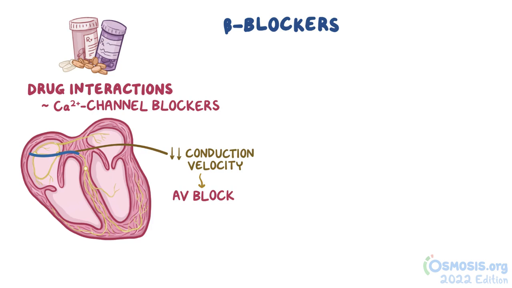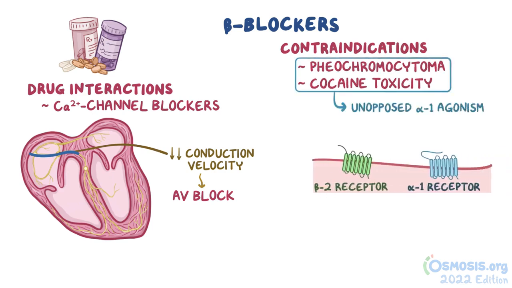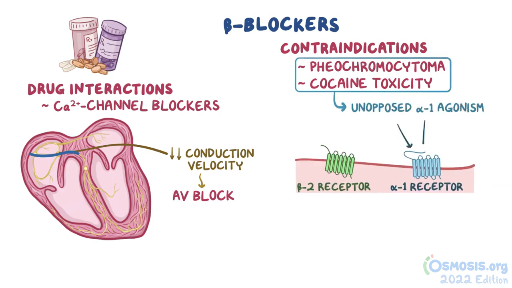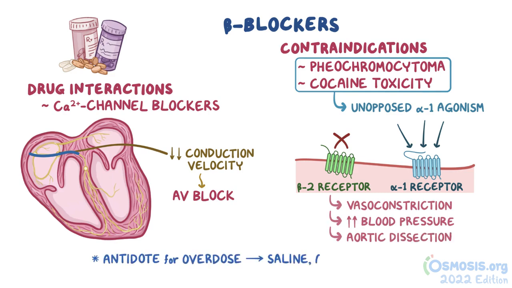Class 2 antiarrhythmics are contraindicated in the treatment of pheochromocytoma and cocaine toxicity because they can cause an unopposed alpha-1 agonism, which is excessive stimulation of alpha-1 receptors due to blockade of beta-2 receptors on blood vessels. This results in vasoconstriction and extremely high blood pressure, which may even lead to aortic dissection. Finally, the antidote for class 2 overdose includes saline, atropine, and glucagon.